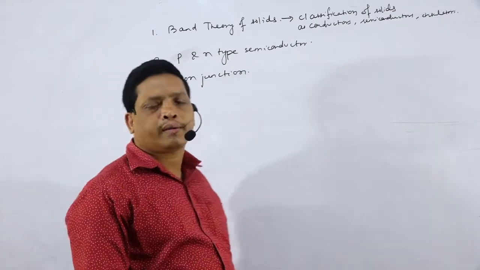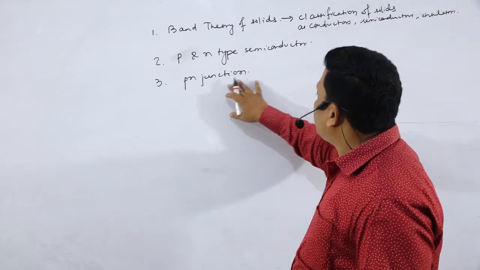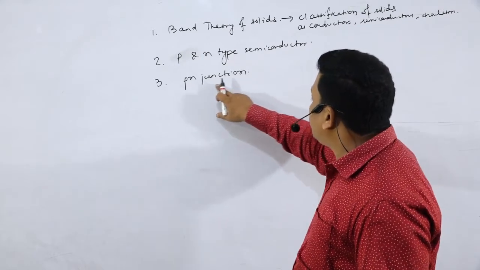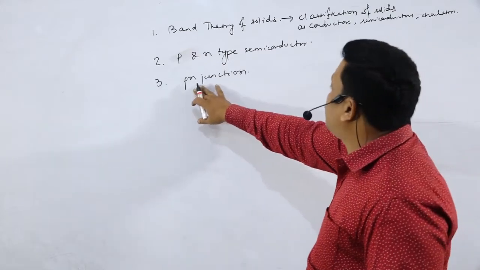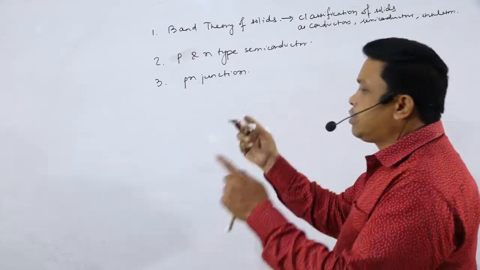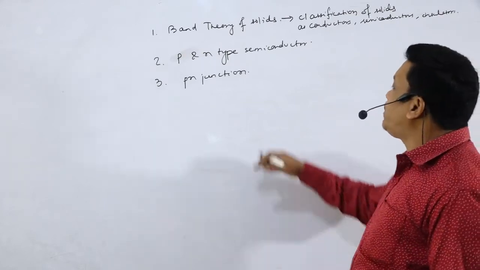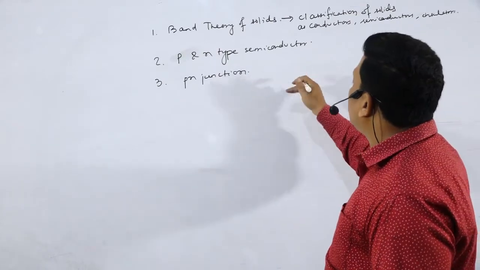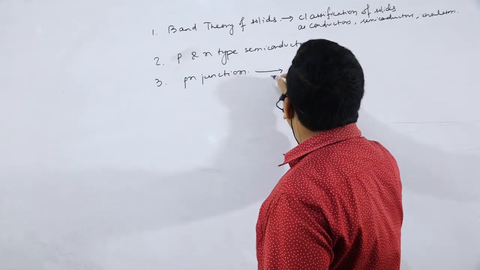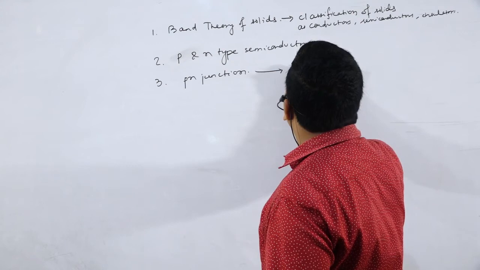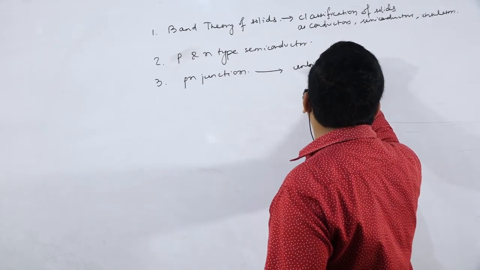PN junction. It is a special design, a semiconductor diode, a semiconductor device which is formed by combining a P type and N type material. So for the PN junction, we discussed its working. First of all, we discussed an unbiased PN junction.